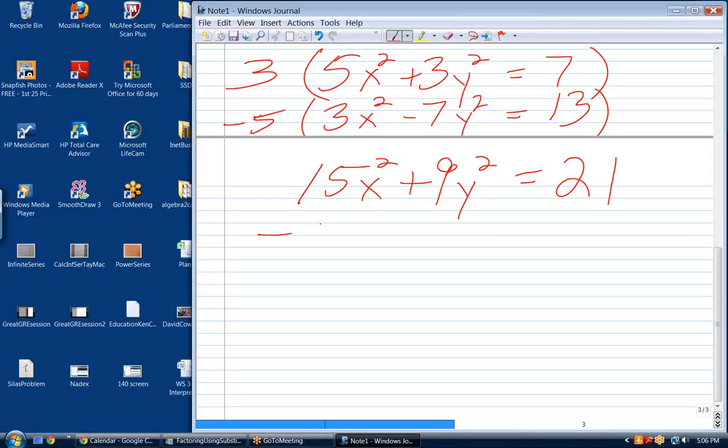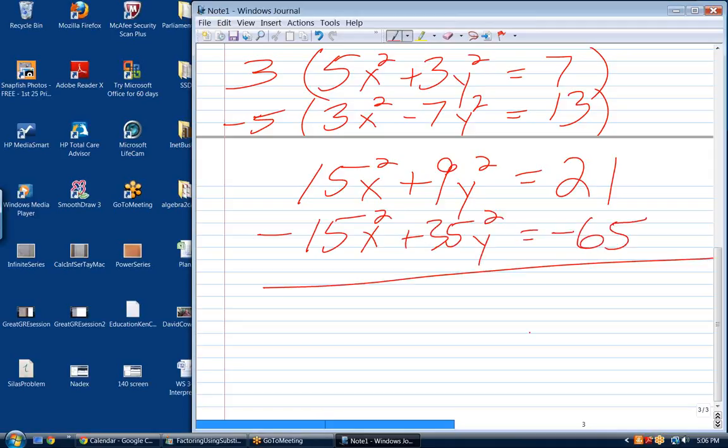Let's rewrite the bottom one. -15x squared plus 35y squared equals -65. Let's add them together. 44y squared equals -44. Y equals plus or minus i. Okay.